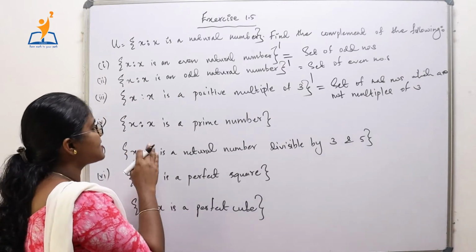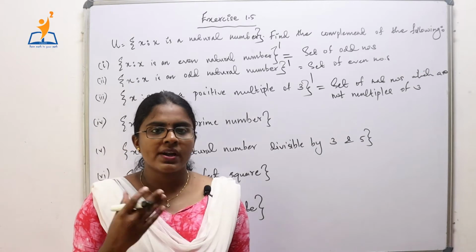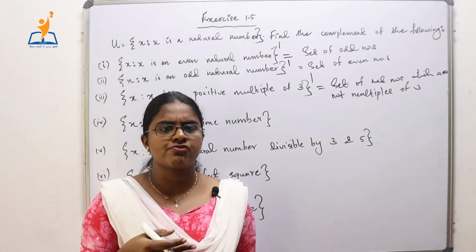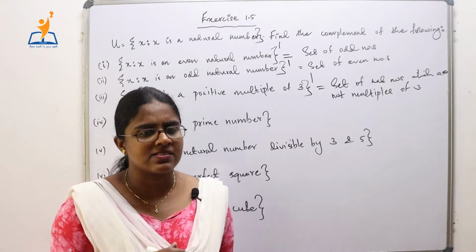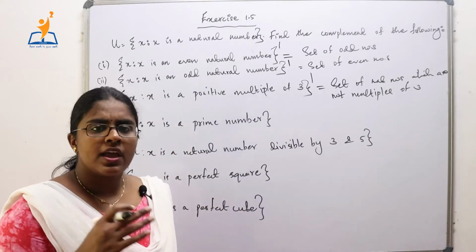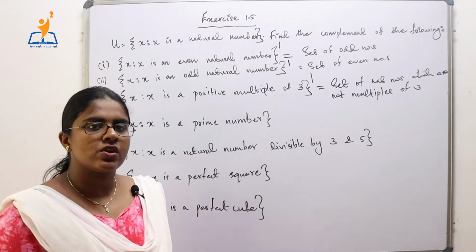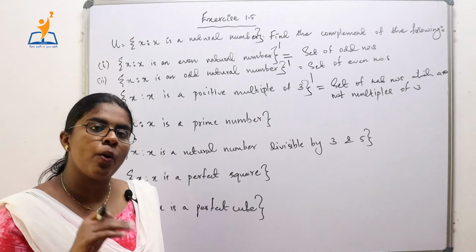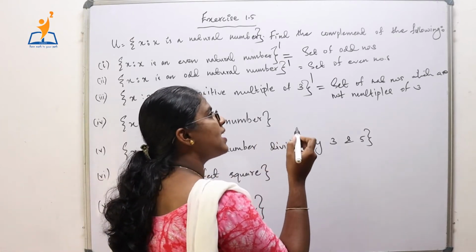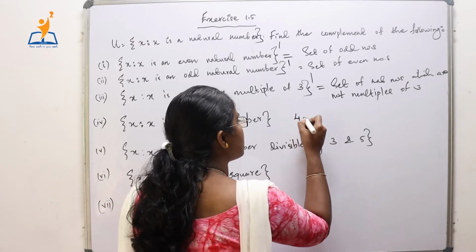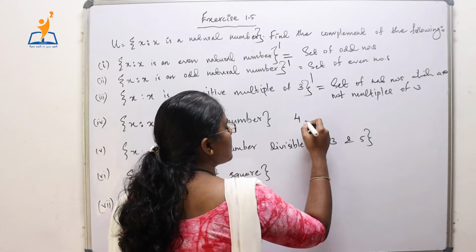Next question is the set of all x such that x is a prime number. So what are prime numbers? For example, we have 2, 3, 5, 7, and we have already discussed in our previous classes what prime numbers are. So excluding prime numbers from the set of natural numbers, we have composite numbers, right? Excluding 2, 3, 5, etc., the remaining elements are the numbers which are not prime, like 4.